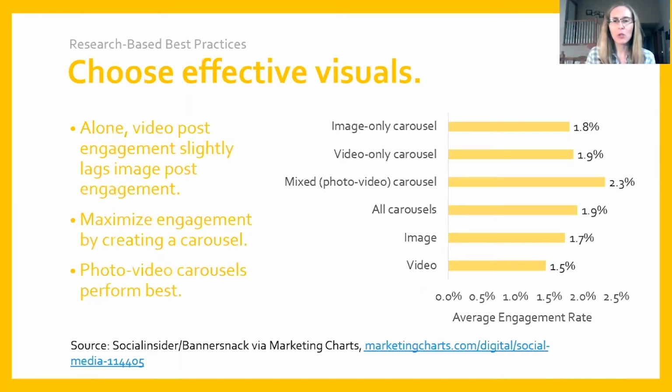And you can see that the image only carousels and video only carousels perform somewhat similarly. According to these data, we see that we can maximize our engagement by mixing photos and video in a carousel for one particular post. So with those mixed carousels in this data, we can see that the engagement rate averaged 2.3%. So the takeaway here is that you might look for ways to combine photo and video in one particular mixed carousel post to maximize your own engagement.